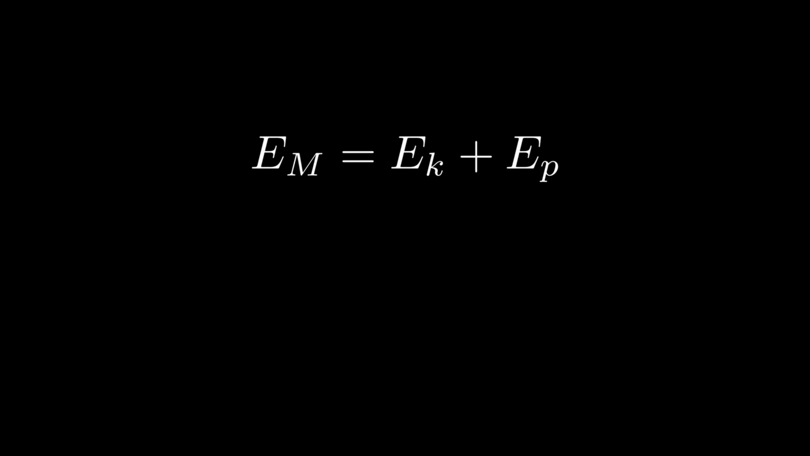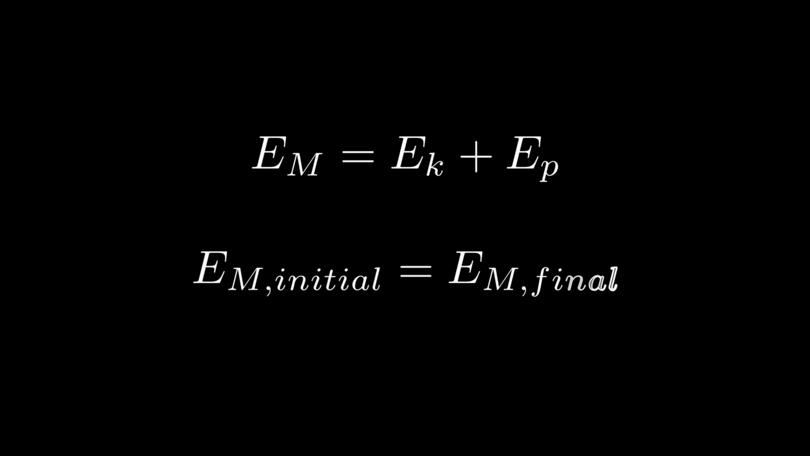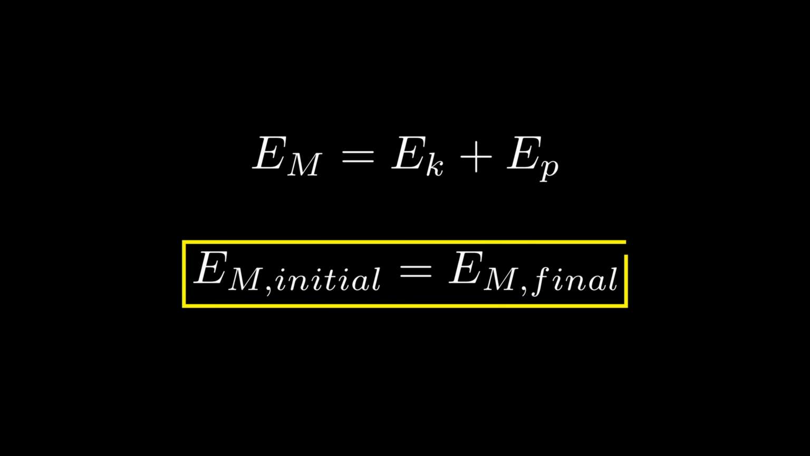If we neglect friction, then the initial mechanical energy is equal to the final mechanical energy, because energy cannot be created nor destroyed, only converted. That's what we call the conservation of energy. Now energy has the unit joule, just as work.